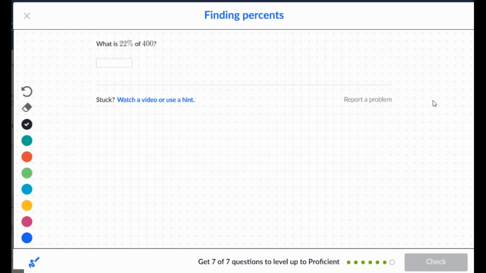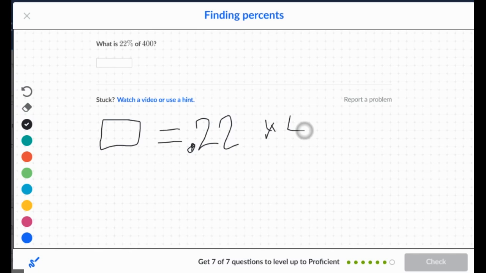And the next problem, it says, what is 22% of 400? So we're going to take what, so I don't know what it is, equal sign, 22%, or 0.22, times of 400. All right, so what we're doing here, this is pretty easy. We just have 0.22 times 400.